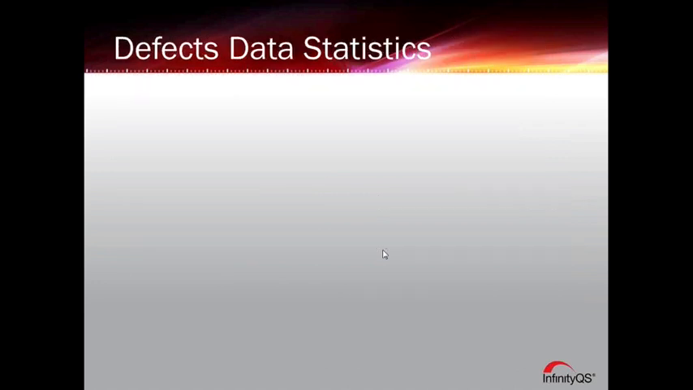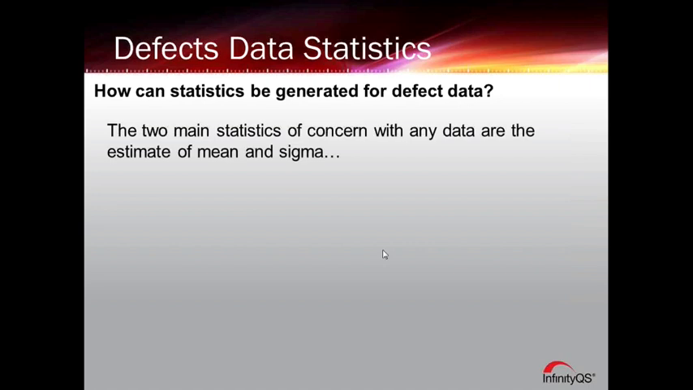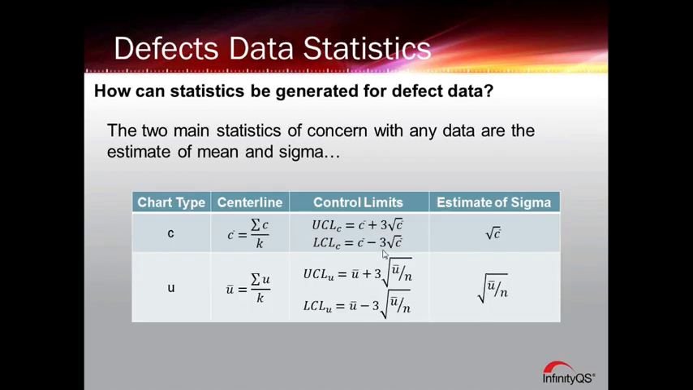Next, let's take a look at some of the statistics that we might actually use on these charts, because if I'm dealing with attribute data, how can I have statistics based on my control charts? The main statistics I'd be concerned with for any data set are my estimate of mean, my central tendency: on average, how many defects can I expect? And then my sigma, my variance: off of that mean, plus or minus how many defects can I expect? For C charts and U charts, I get these metrics here.